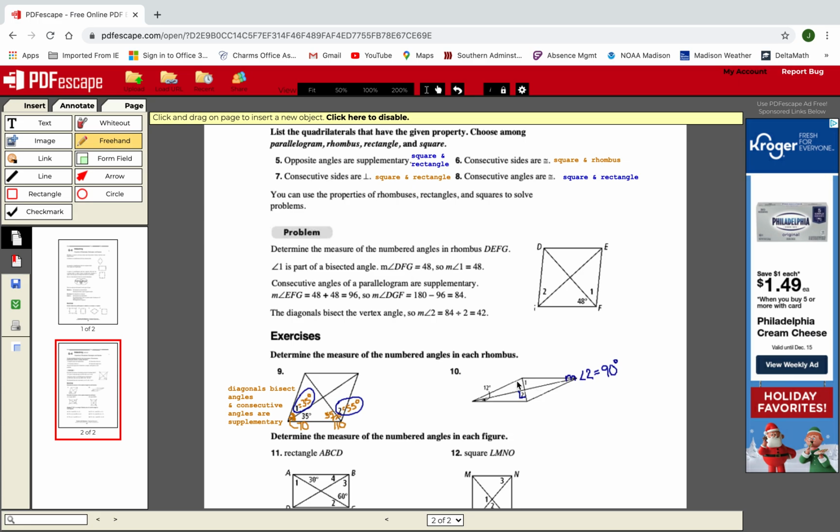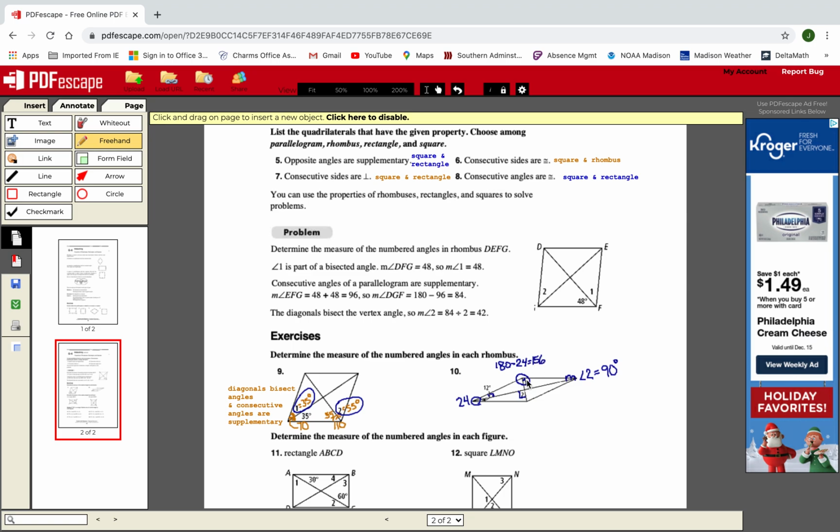Okay, and it looks like angle 1 is this one right here. So we're going to need to do a little math here. If we know that this angle is 12, then this angle is 12, which means this whole angle here is 24. And if that whole angle here is 24, then we need to find its supplement to get this angle. So 180 minus 24. 180 minus 20 is 160. 160 minus 4 is 156. So this angle that I've circled here is 156.